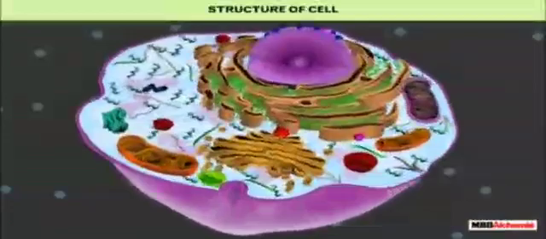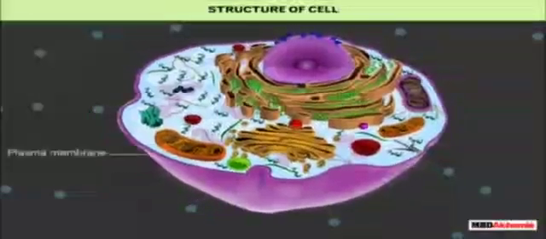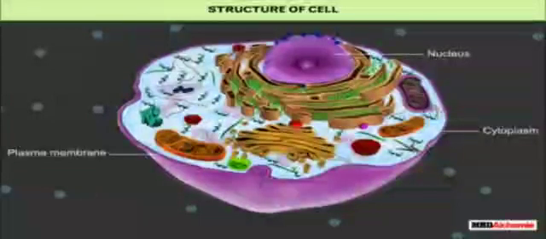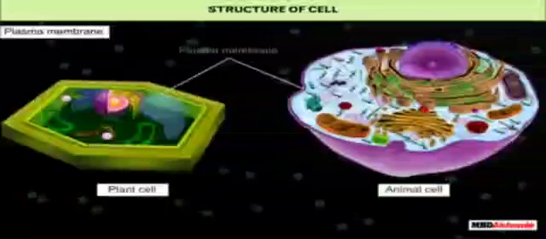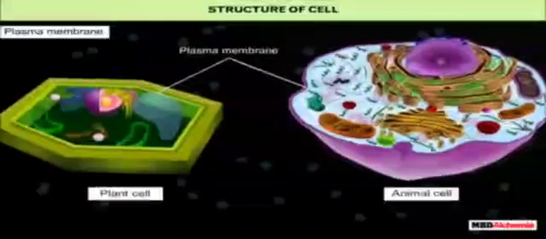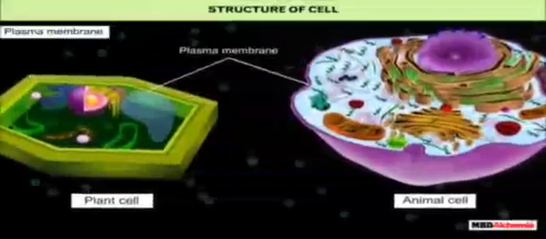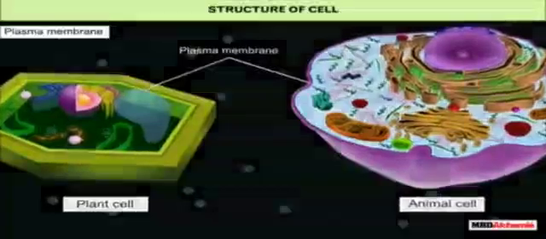Structure of cell. All cells have some common parts. These are plasma membrane, nucleus, and cytoplasm. Let us learn about these in detail. Plasma membrane. Plasma membrane or cell membrane is the outermost covering of the cell that protects the cell, gives it a definite shape, and separates it from the external environment.